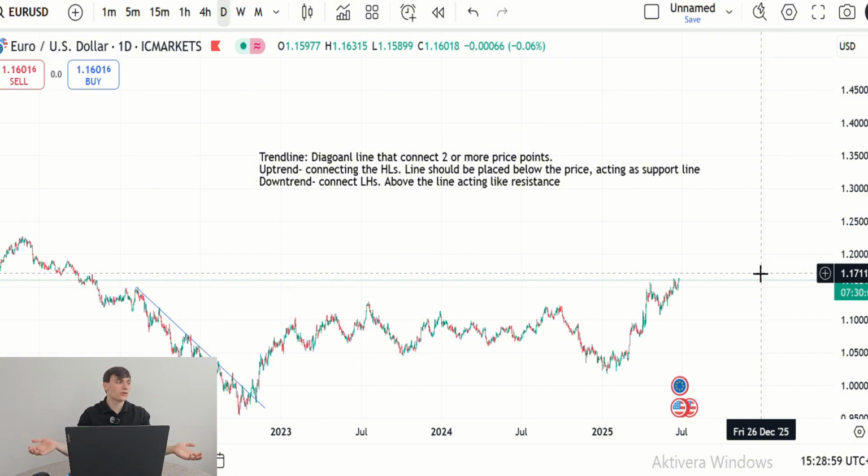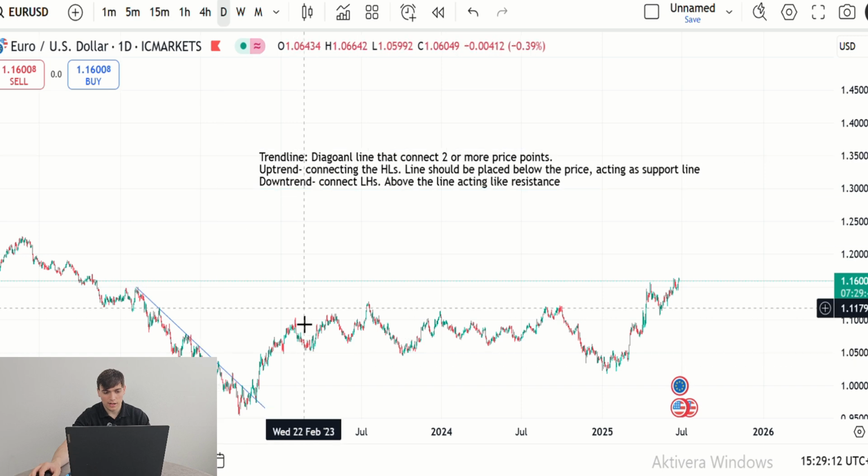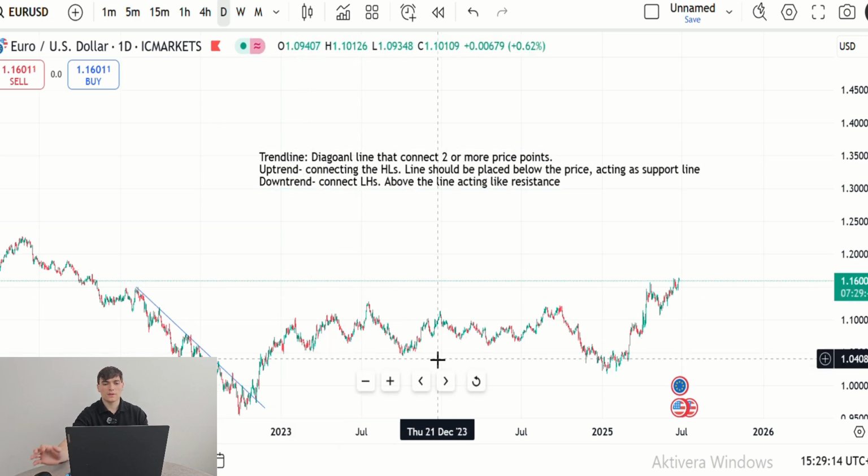Okay, guys, and one more thing, don't force trend lines, okay? If there are no clear highs and lows, just don't draw a trend line. Don't force it, because otherwise your chart is just going to be full of lines everywhere, line here, line here, line here, and it's just going to be confusing to you. So only draw a trend line when it's clear.